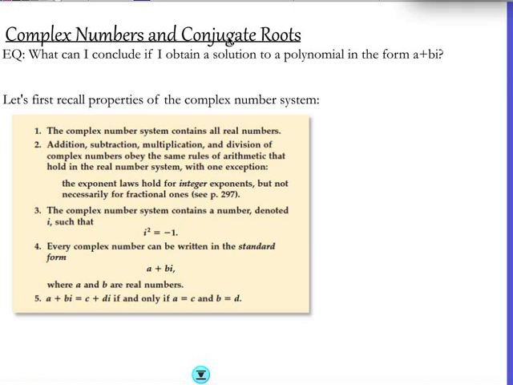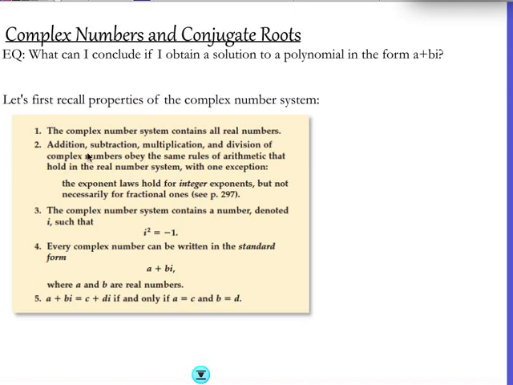So mostly a review, but we will get more practice with it because I do feel like we need more practice before the park. First, I want to recall some properties of a complex number system. So remember that the complex number system contains all real numbers. So any real number can technically be written as a complex number, where the coefficient of the i term could just be 0. So for example, I could have 2 plus 0i, which is really just 2, but it's technically complex. So keep that in mind.